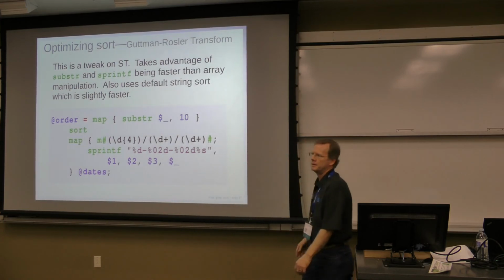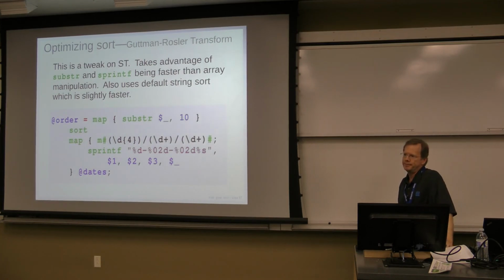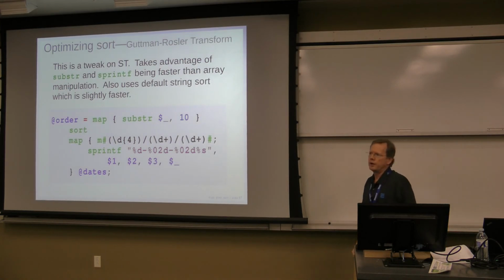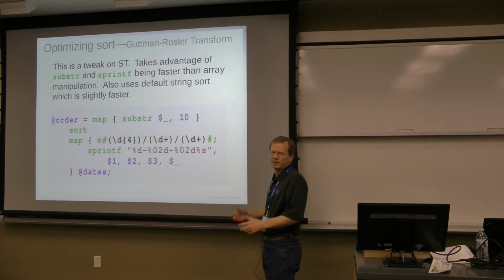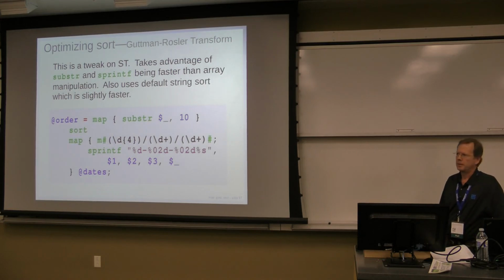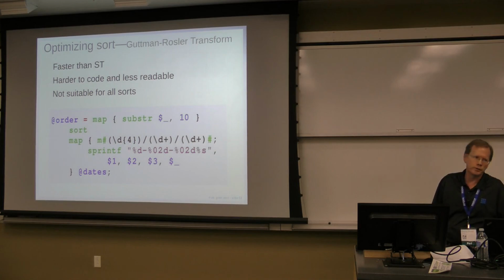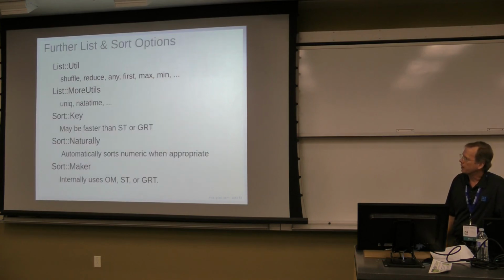It depends on your data set, but you can easily get 1.5 to 2 times the performance over the Schwartzian transform with this. It only works with strings. It's if you can convert it to a string. So it's a string of the file. Yeah, you have to get it back to whatever you started with. So it's faster, but it's harder to code and it's less readable. So that's a little bit of a problem. And it doesn't work for all types of sorts.